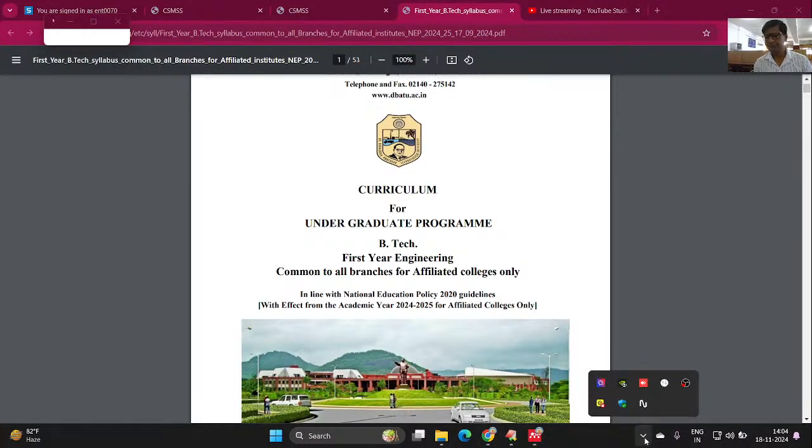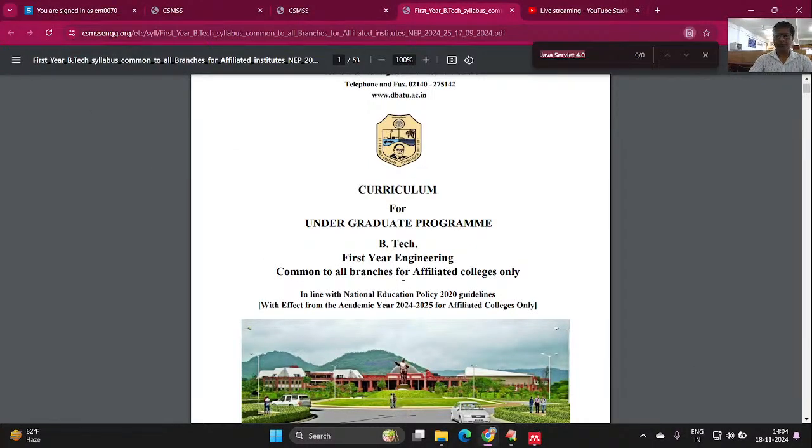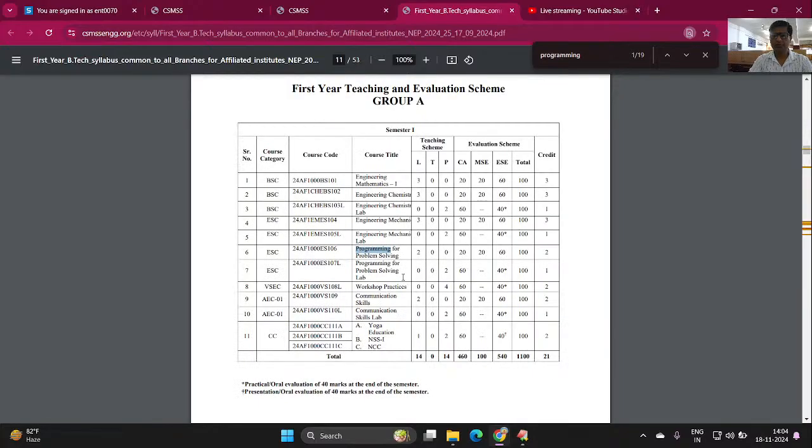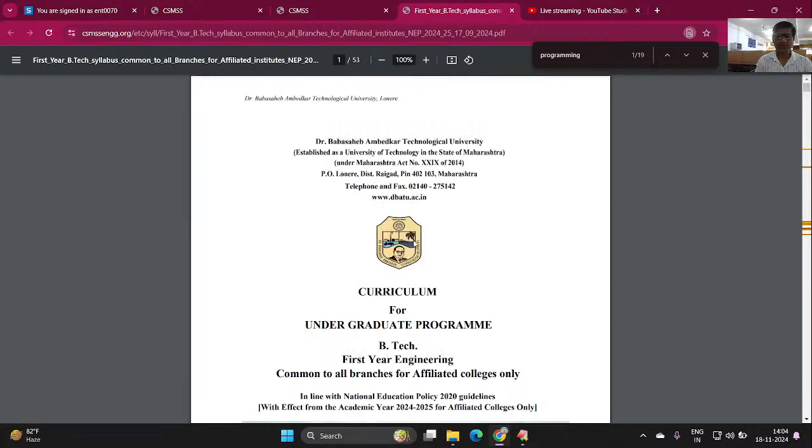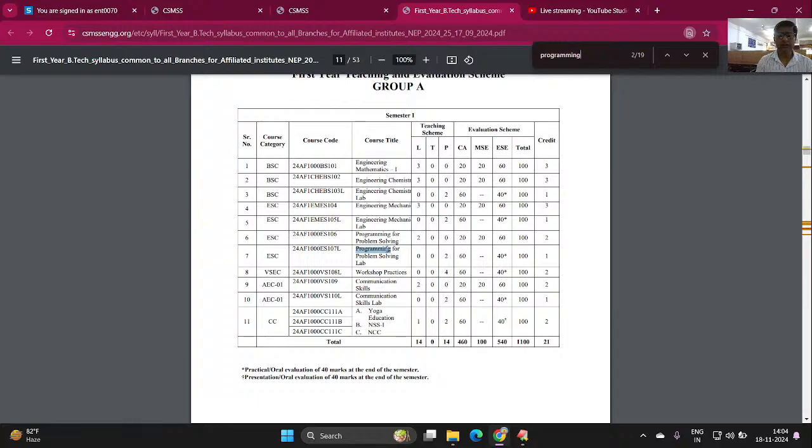Okay, guys, let me go to programming through problem solving. Yes, where am I exactly? DBATU first year engineering. Is it visible? Visible?